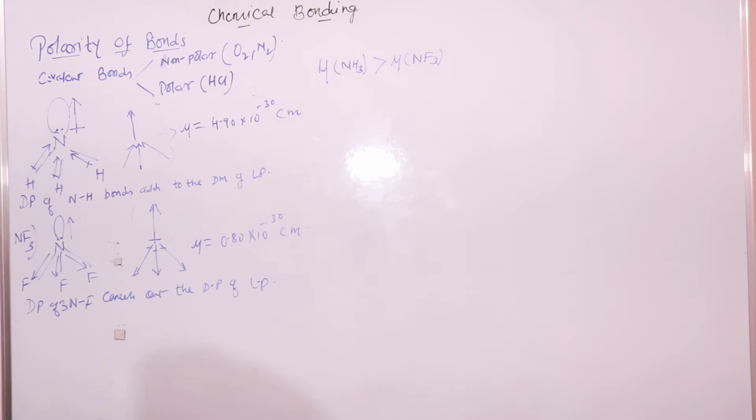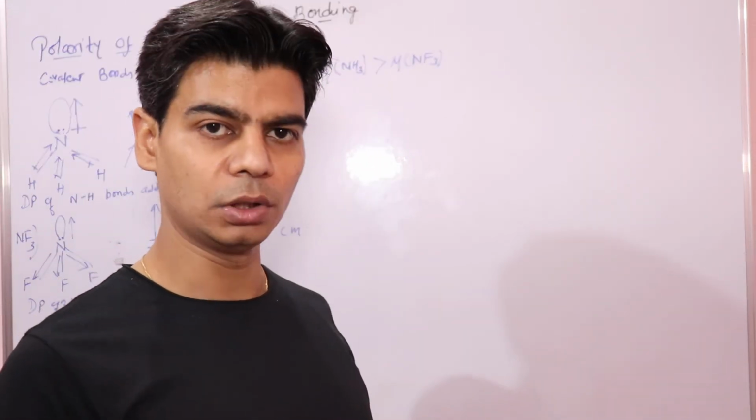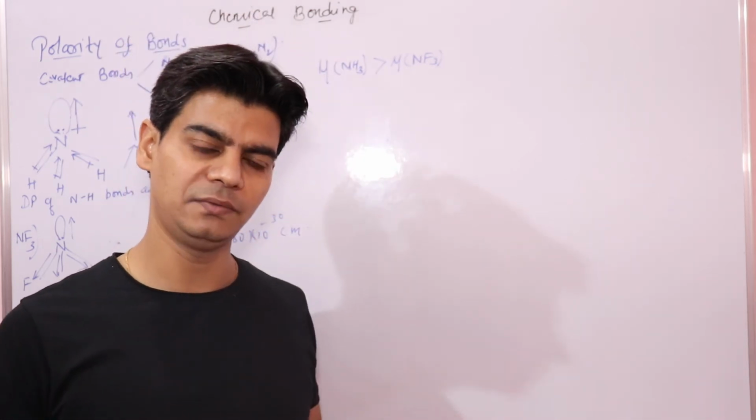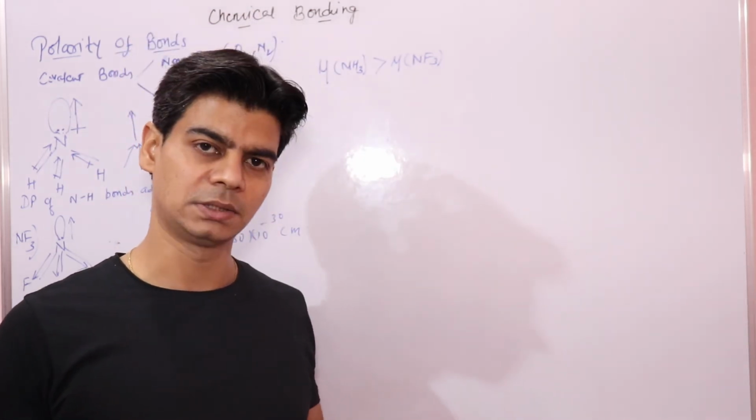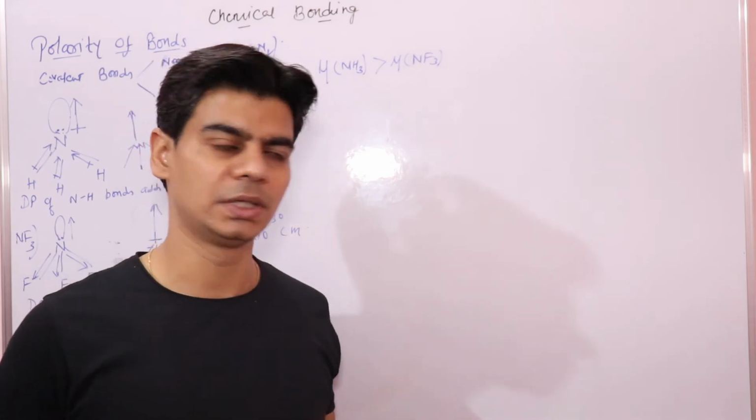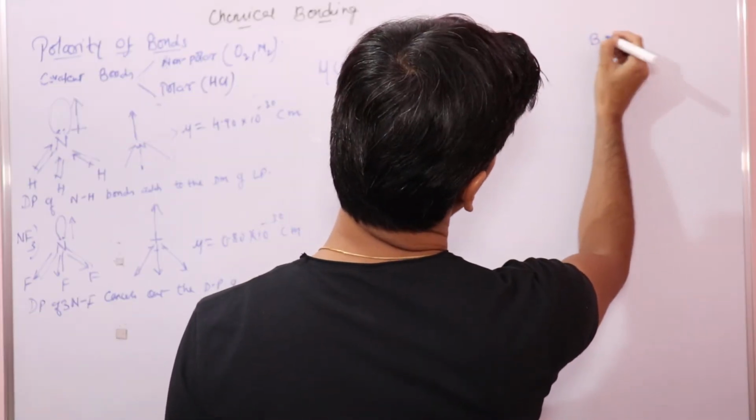This is the reason. Now let's look into some symmetrical molecules. One example we have taken in the previous lecture is that of the BF3 molecule, BF3.